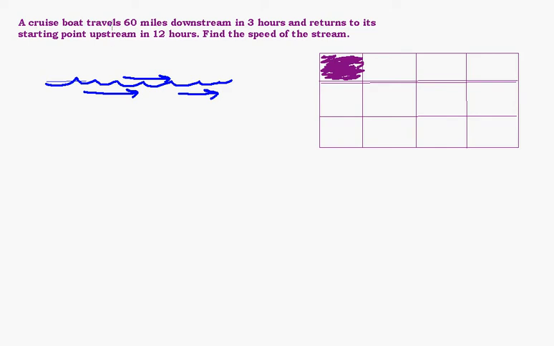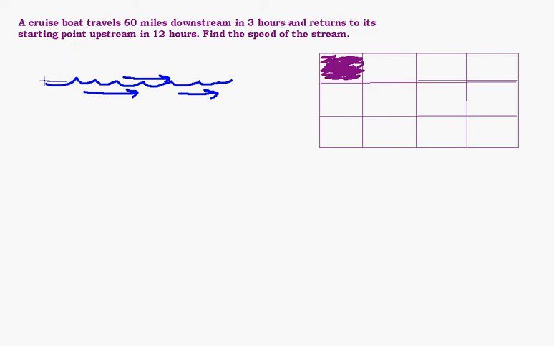It says a cruise boat travels 60 miles downstream in 3 hours and then returns to its starting point upstream in 12 hours. The important thing to realize, as far as the distance, is they went 60 miles downstream. How far did they go upstream? Exactly. It's 60 miles upstream because they returned to their starting point.